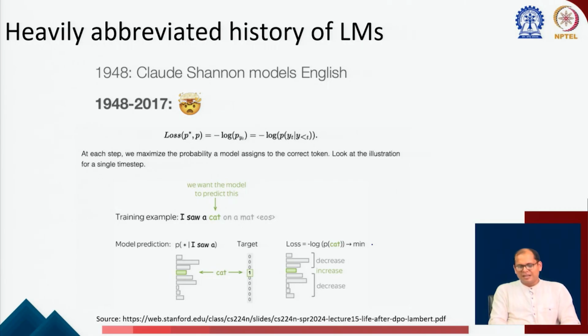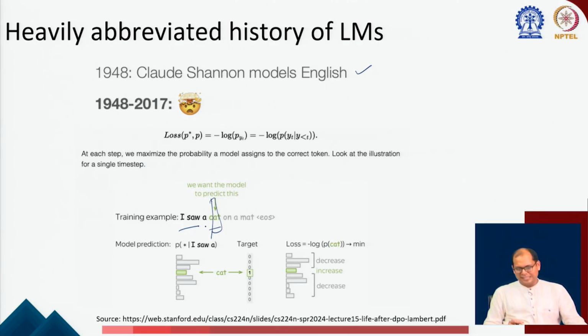Okay. Now, so yeah, this is just an abbreviated history of the language models. So it started as early as 1948 with Shannon models English, and then it went on, and now it's more about you find the probability of the next word given the previous sequence, right. So I saw a cat. You find out the probability of all the words in the vocabulary, given the previous context, I saw a, and try to maximize the probability of cat, right, and that's how you train the models.